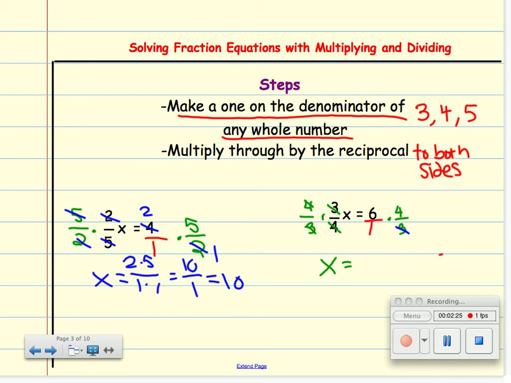3 and 6 share a factor of 3. 3 divided by 3 is 1. 6 divided by 3 is 2. Now I'm going to go top times top, 2 times 4, over bottom times bottom. That turns into 8 over 1, which turns into 8.